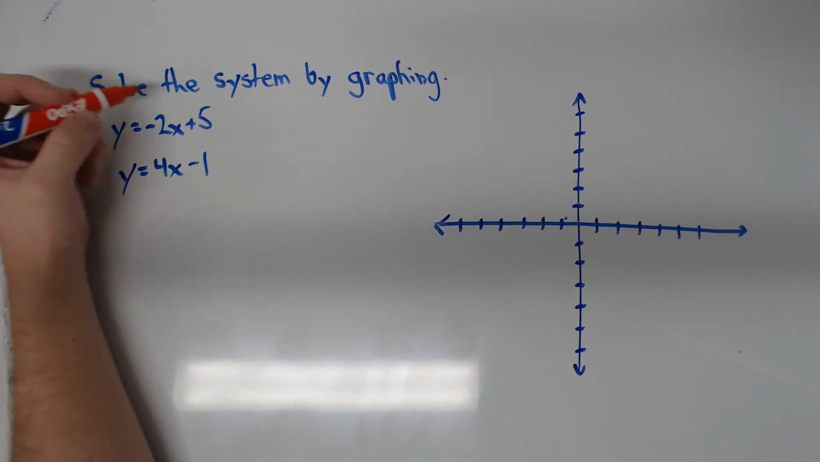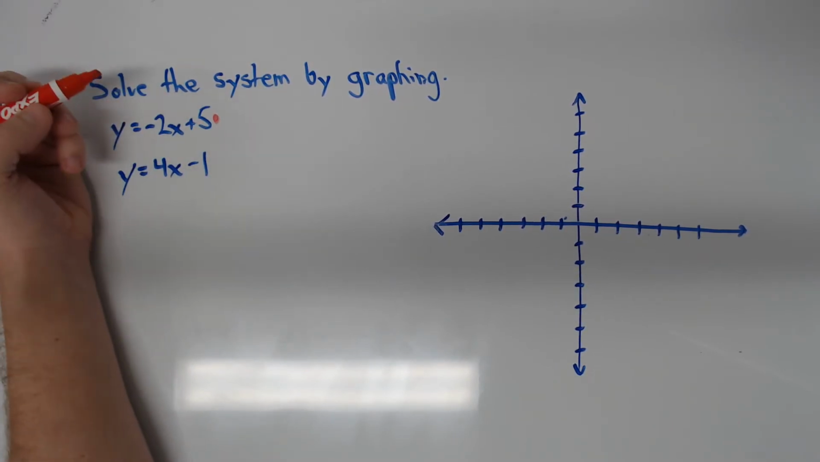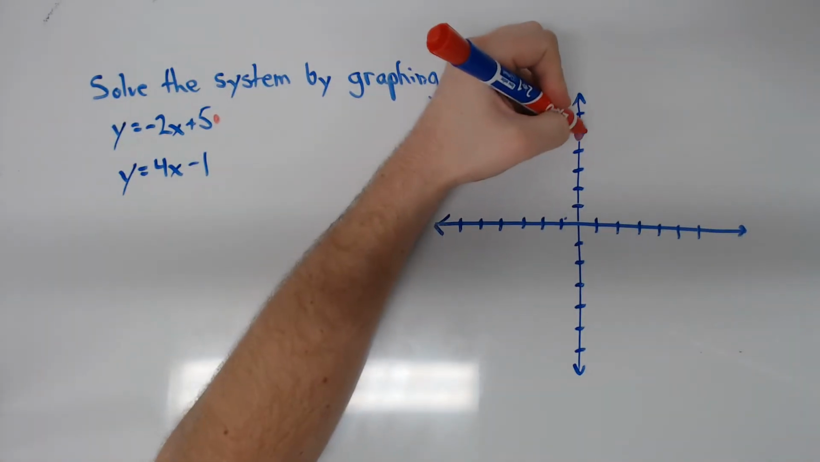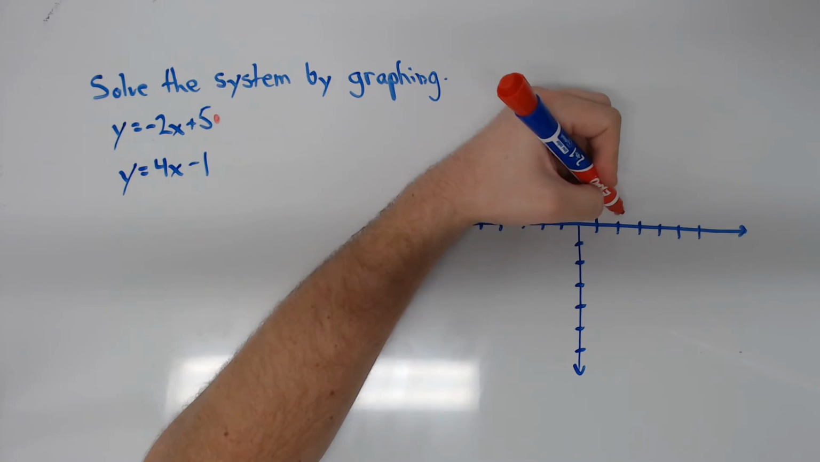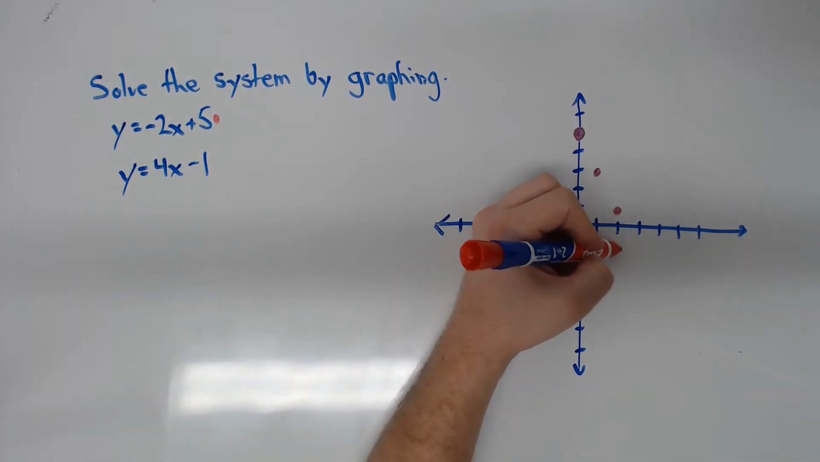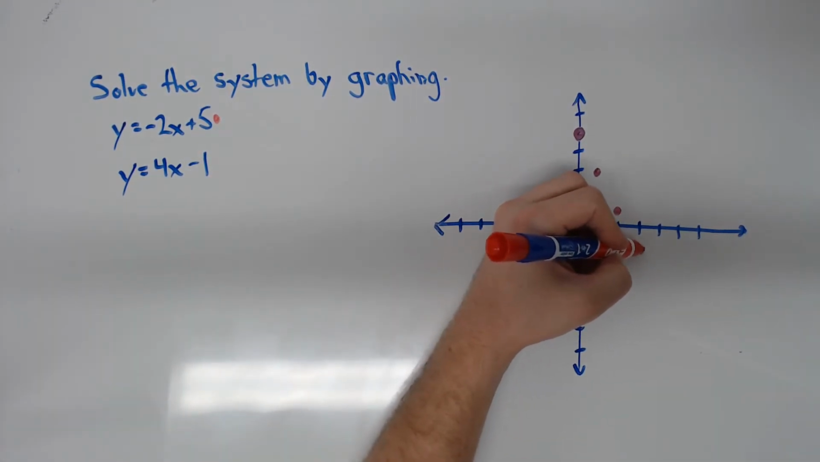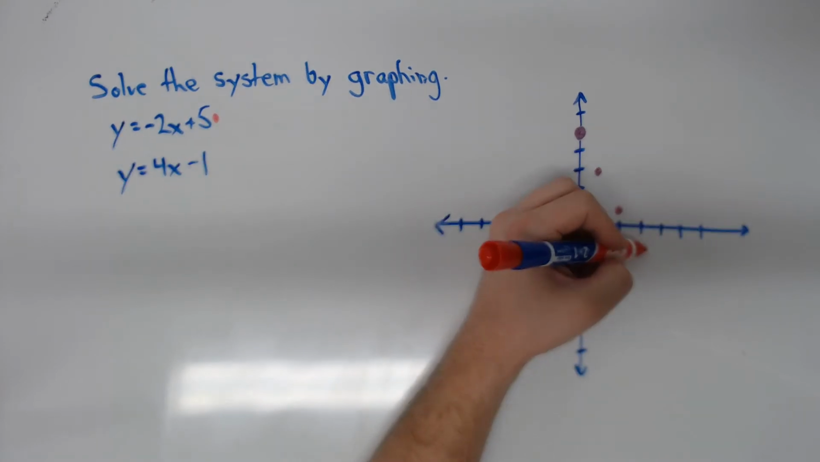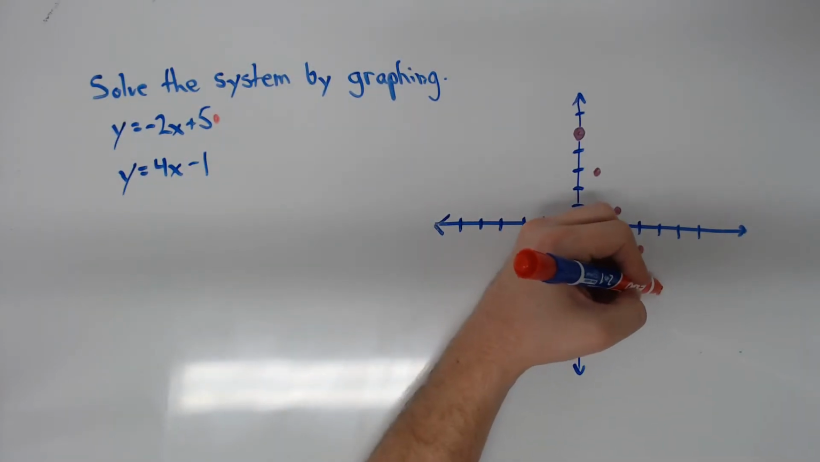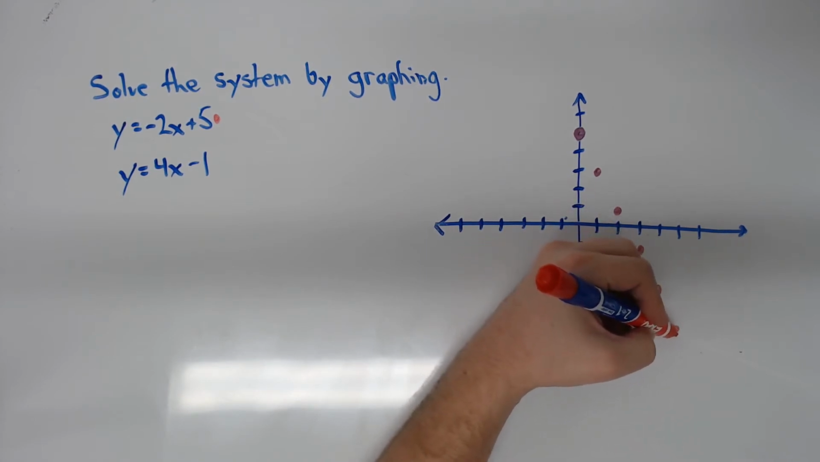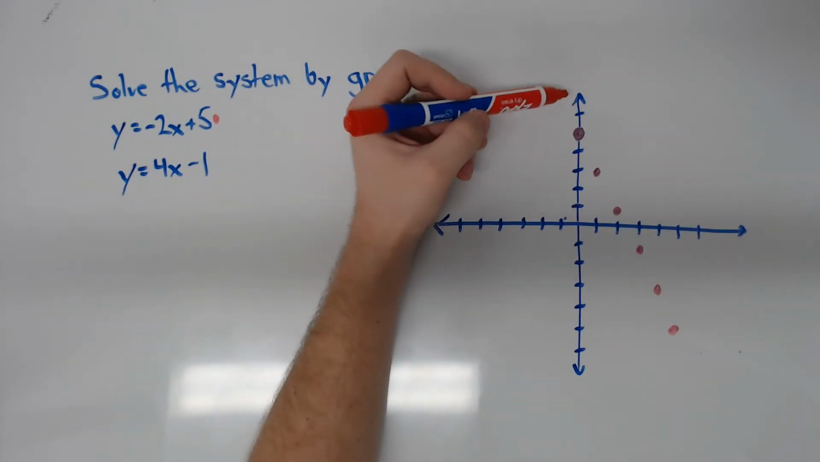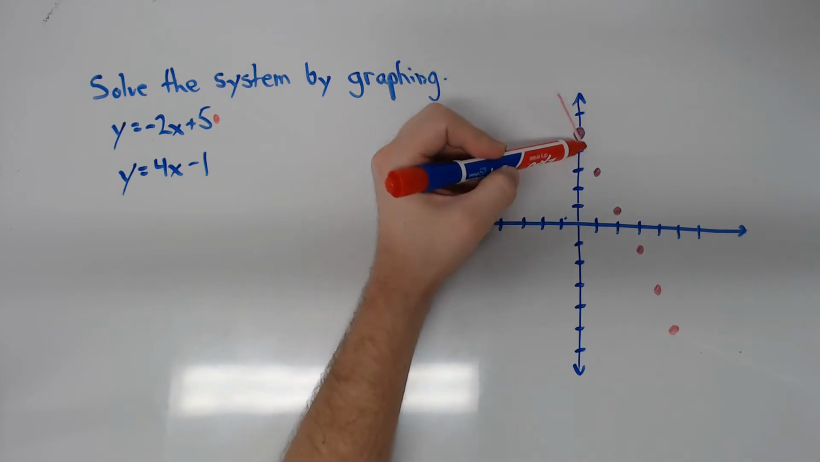So the first equation has a y-intercept of 5 and a slope of -2, so down 2, right 1, down 2, right 1. And we want to find where these cross, so I'm going to get as many points on the graph as possible, because if they cross right at a nice even point, that's ideal for us. All right.